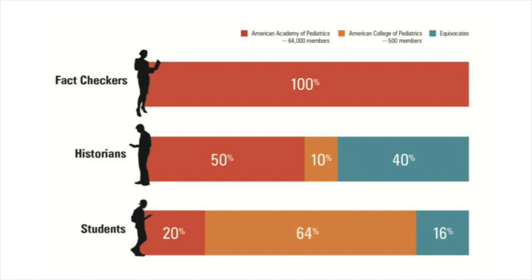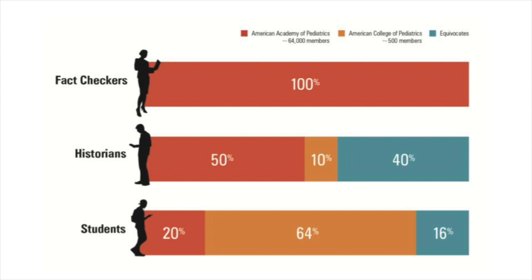10% of them got it wrong, and 40% of the historians were like, I don't know, I don't want to say, it's too confusing. So they really sort of hedged their bets. So they were more willing to admit that they were unsure.